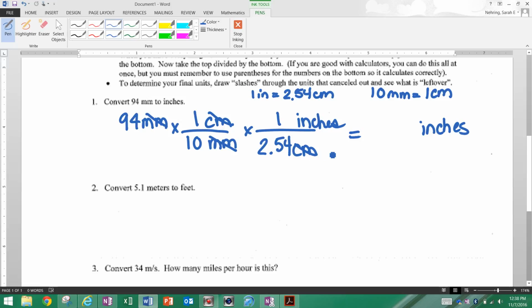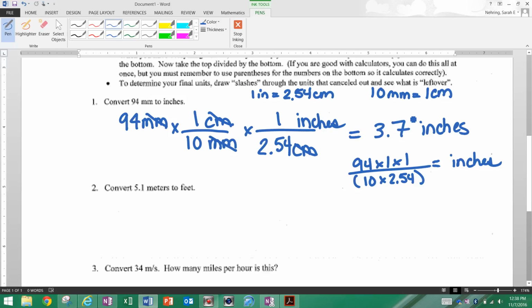So if I go through and plug this into my calculator, what I would do is multiply everything on the top together, so 94 times 1 times 1, and divide it by everything on the bottom, which is 10 and 2.54. If I do that, I will get the value of 94 millimeters in inches. It turns out that will give you 3.7. Make sure you've tried that in your calculator and you get the same thing.